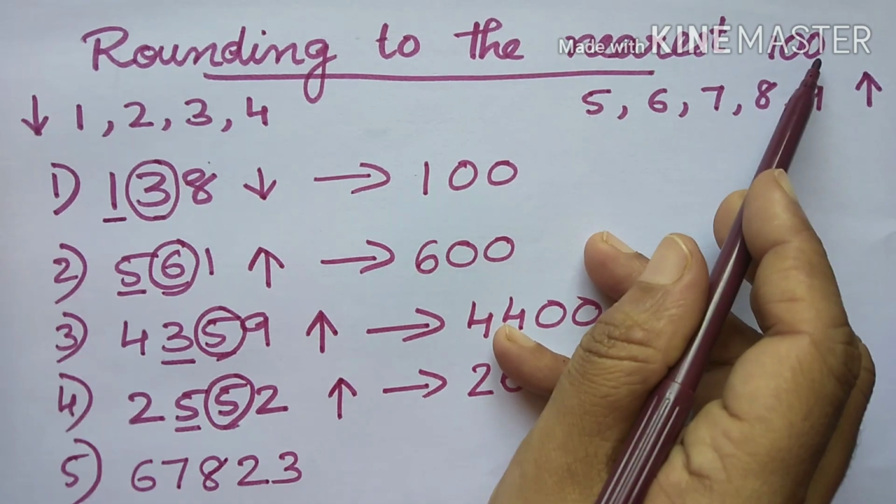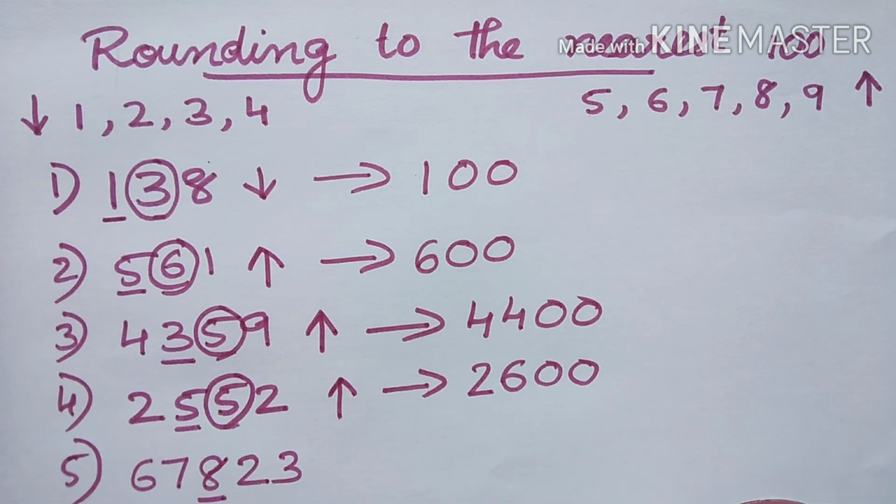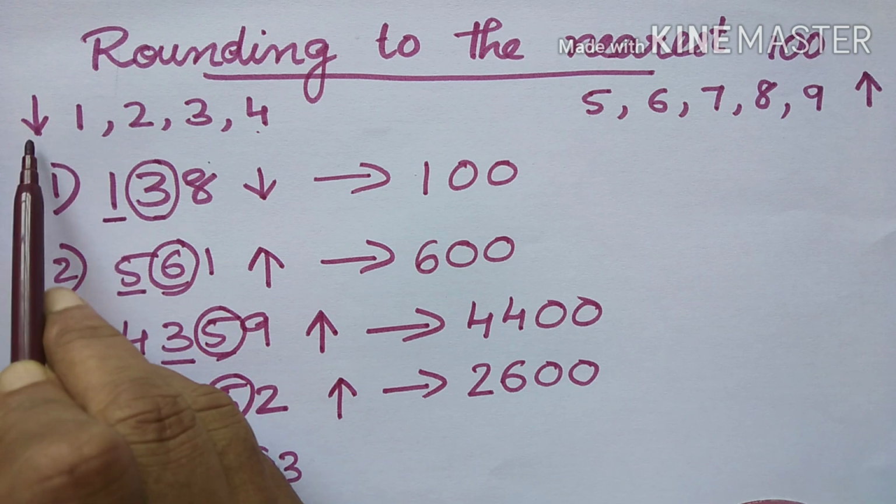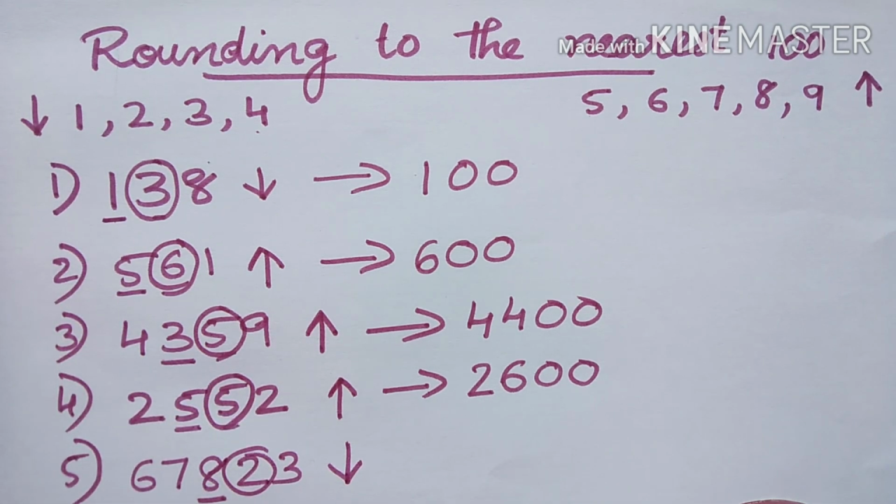67,823. Underline the number in the hundreds place and see the number right to that number. It is 2. We have to round down. The number less than 5 should round down. So answer is the number that comes before the hundreds place, you can write it as same. Then hundreds place you have to round down. Round down means you can write the same number 8. Balance number you put it as 0. Clear?